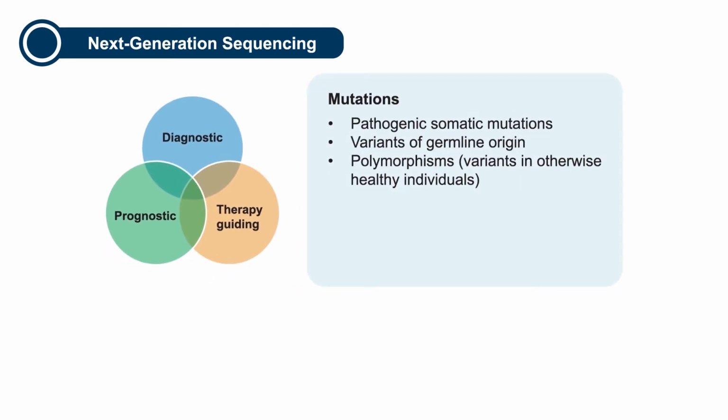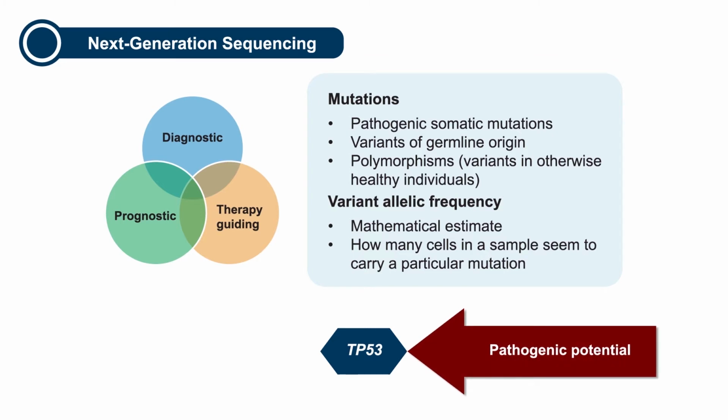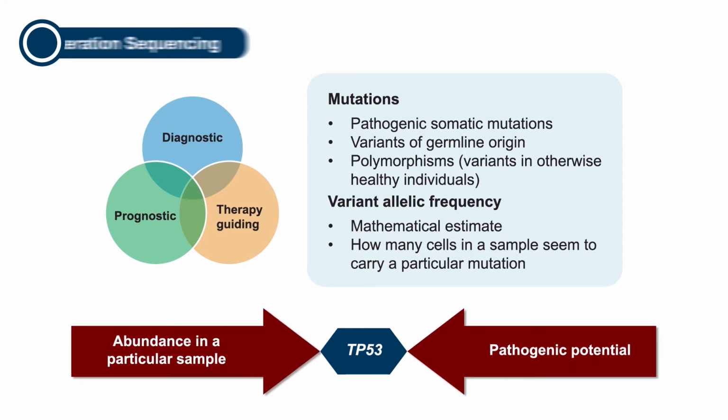Another aspect to remember about next-generation sequencing is that we're not only typically saying whether a mutation is there or not, we can also determine what we call the variant allelic frequency, or VAF, which is a mathematical estimate that indicates how many cells in that sample seem to carry a particular mutation, for example, P53. So think about P53 mutations along those lines, i.e. in terms of their pathogenic potential, as well as their abundance in a particular sample.